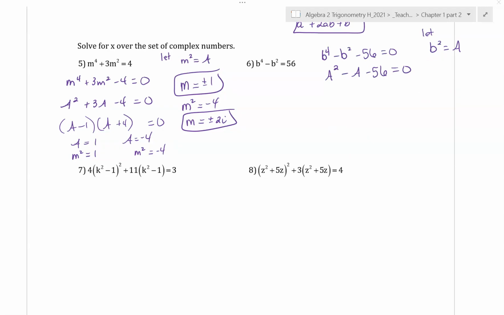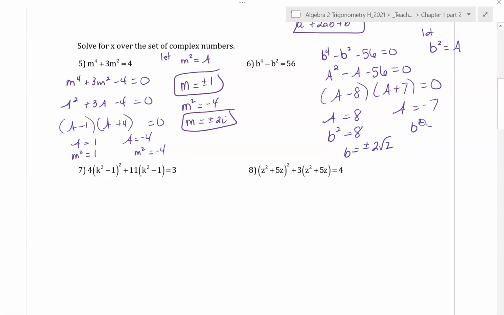All right, so did you say that b to the 4th minus b squared minus 56 is 0? And we let b squared equal a. So now we could say that a minus 8 times the quantity a plus 7 is equal to 0. So a equals 8 or a equals negative 7, but we have to recall that a was really b squared. So b is plus or minus 2 root 2 or plus or minus i root 7. Okay, let's go ahead and take a look at number 7.